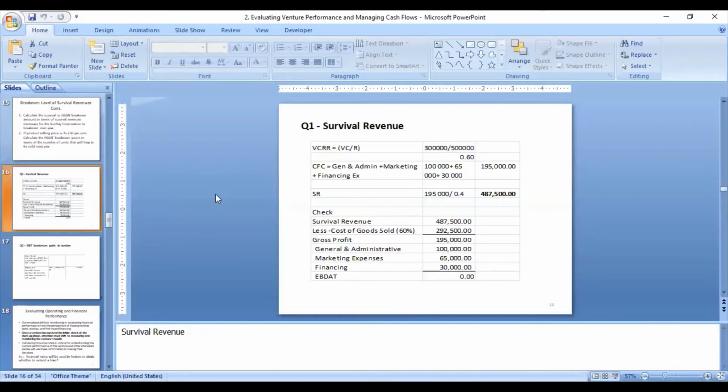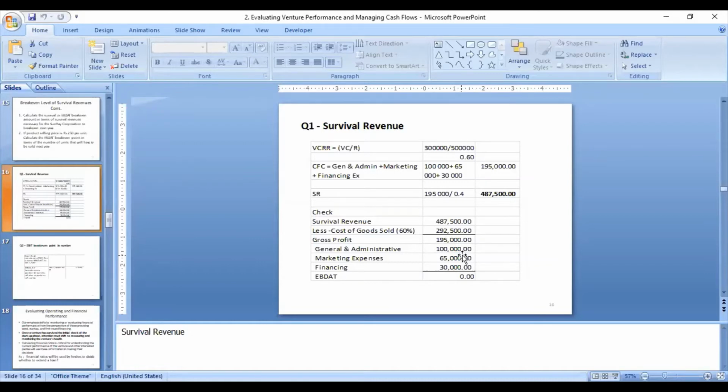If you look at this here, you can see that the survival revenue that has been calculated is 487,500. So if you deduct all the fixed cost, cash fixed cost, from here, you can see EBITDA is 0. That is the survival break-even point. This is cost of goods sold, this is administration, marketing, financing. So ultimately it reached 0. So this is the survival break-even point. This is the sales revenue required to cover this cash fixed cost, that is administration, operating expenses, as well as the financing cost.